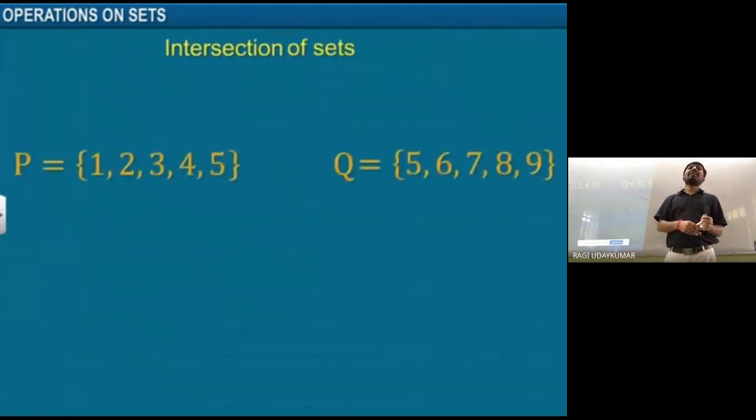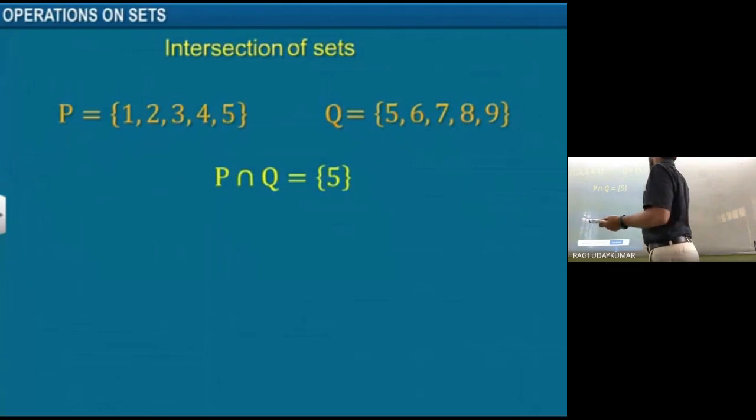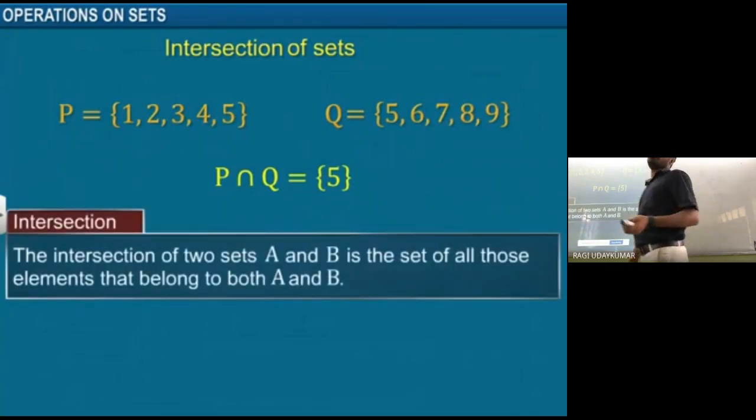Okay. Next, coming to the intersection of the two sets. For intersection we use the reverse symbol of union. That is how you write the intersection of two sets. So P is the set containing the elements 1, 2, 3, 4, 5, and Q is the set containing 5, 6, 7, 8, 9. The intersection of these two sets will be equal to what is common to both the sets, and that should be taken into consideration.